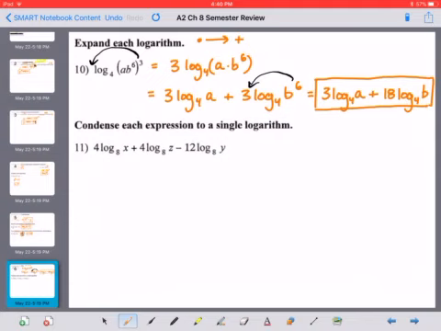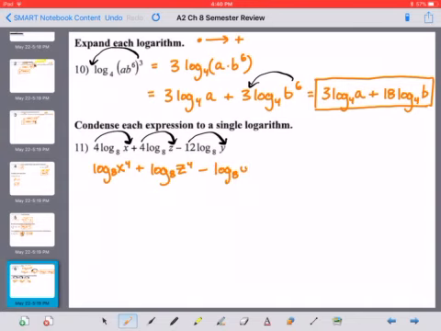So now in 11, let's work backwards. We are going to start by putting all these exponents back on at the end of each of these pieces. So if we do that, we get log base 8 of x to the 4th plus log base 8 of z to the 4th minus log base 8 of y to the power of 12.